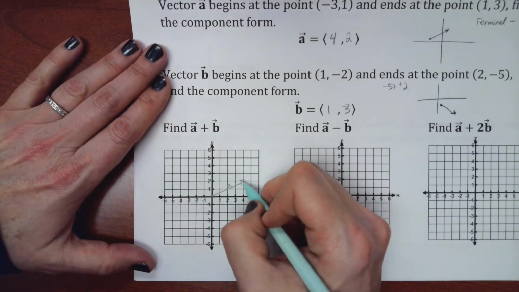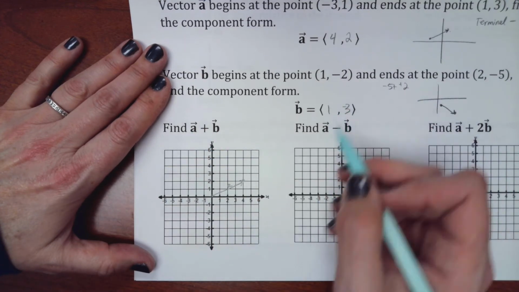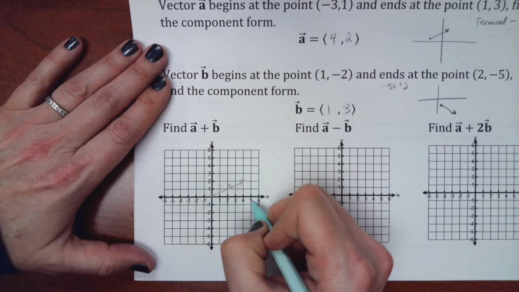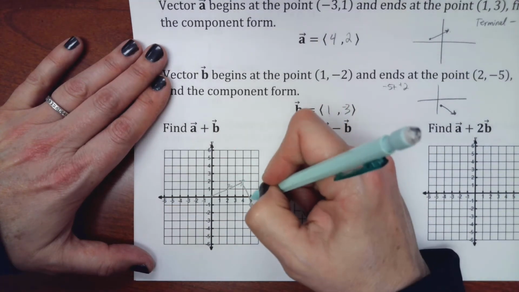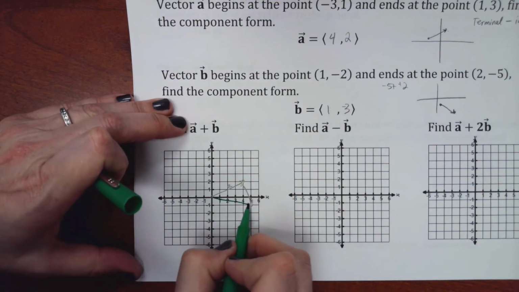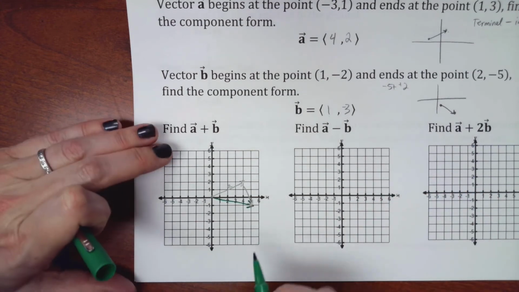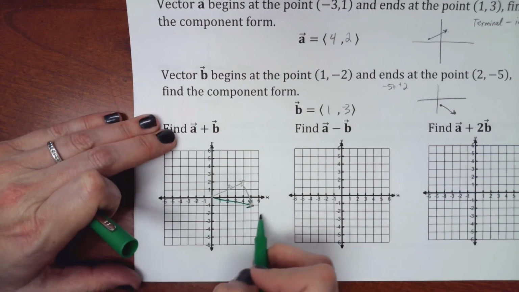And onto the end of A, after I finish A, I'm going to add on B. So I'm going to add on 1, negative 3. So over 1, down 3. All right. And remember, like I said on the last page, this is my resultant right here. So the answer to this question is the green thing. All right. So in the picture, this is the answer.